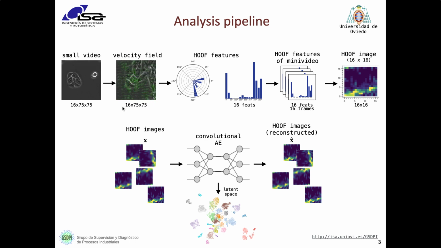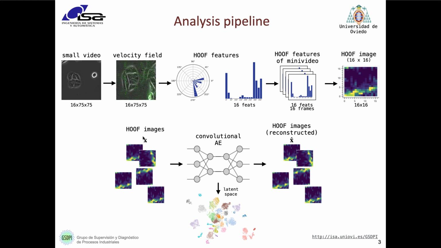For each frame in the vector field, we compute movement descriptors based on histograms characterizing the direction of movement, HOOF. Then we stack the descriptors for the 16 frames of the small videos, resulting in a 2D image of descriptors that summarizes the movement of the small video.